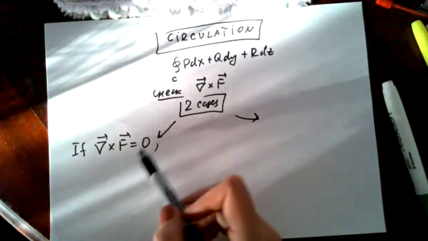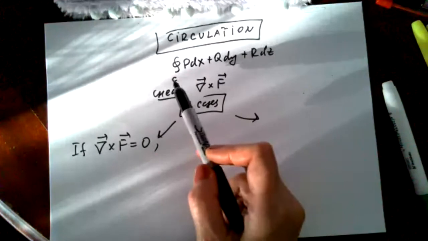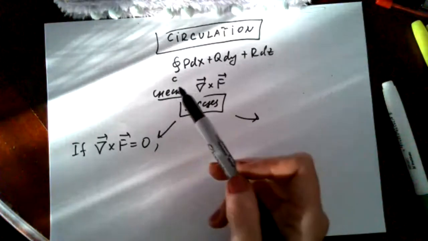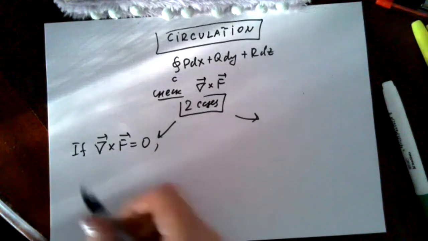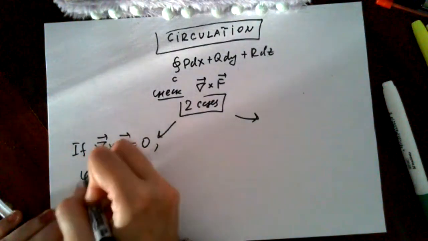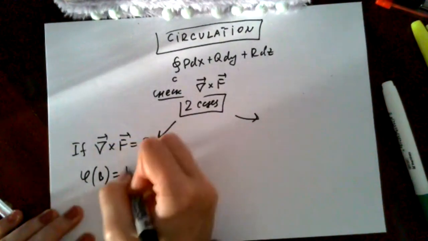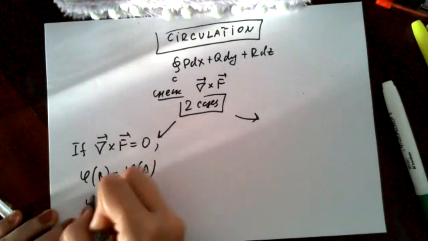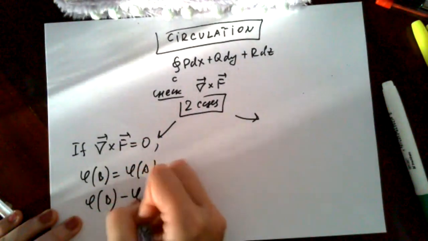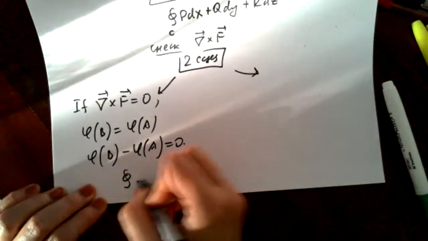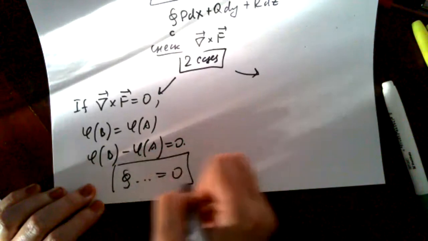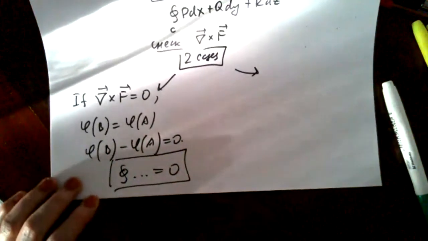But you know what? If you're dealing with the circulation, your curve is closed, and that is why your start point coincides with the finish point. It means that phi of B is equal to phi of A, and that is why phi of B minus phi of A is just equal to 0. So it means that your integral is just equal to 0. This is a very fine, very beautiful result.